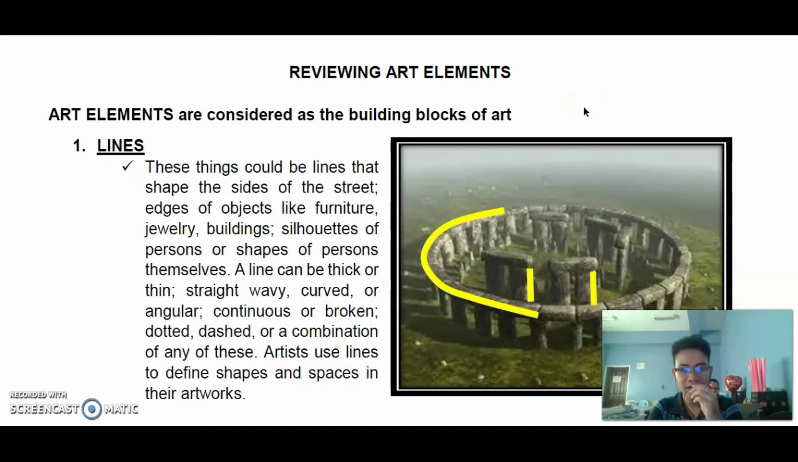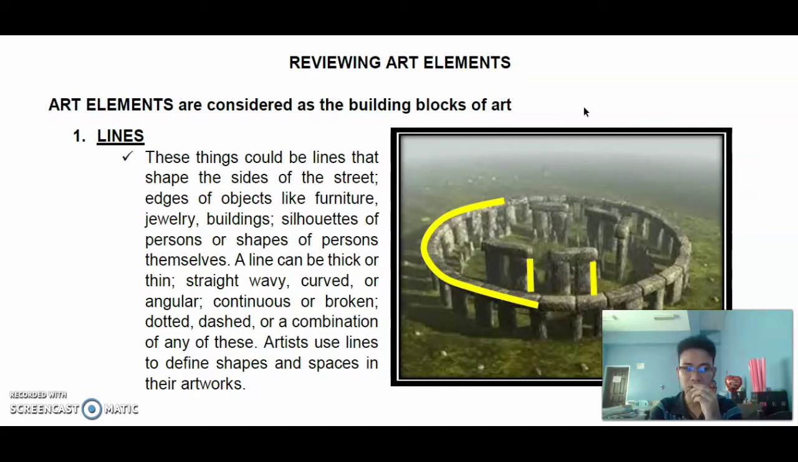So lines could be lines that shape the sides of the street, edges, jewelry, buildings, silhouettes of persons or shapes of persons themselves. A line can be thick or thin, straight, wavy, curved or angular, continuous or broken, dotted, dashed, or a combination of any of these. So artists use lines to define shapes and spaces in their works.